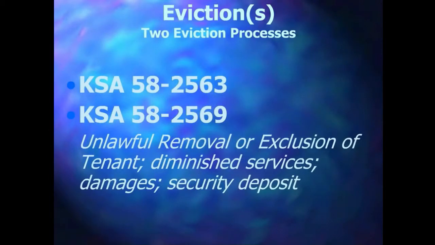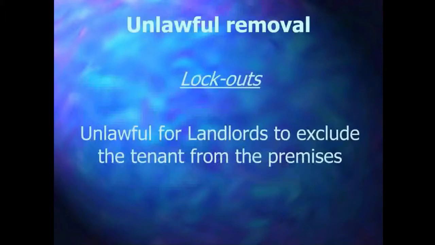The second eviction process under KSA 58-2563 and KSA 58-2569 is the unlawful removal or exclusion of tenant, diminished services, damages, and security deposit. Unlawful removal is what this section talks about. The section goes on to say that it is unlawful for landlords to exclude the tenant from the premises. The landlords cannot take these actions on their own accord. It has to be done through the court system if it is to be legal. Everything else is considered unlawful.